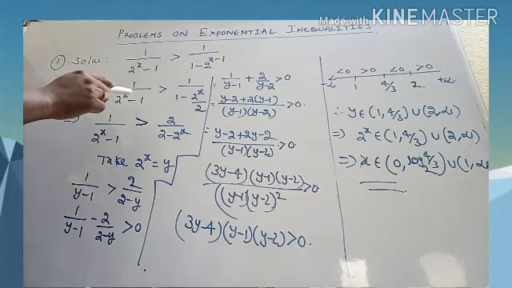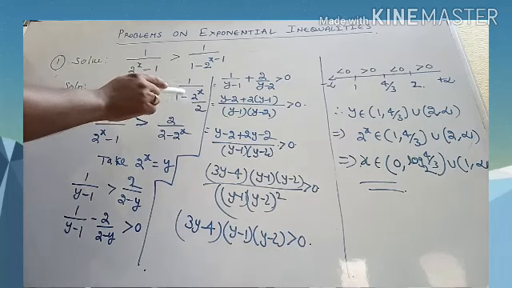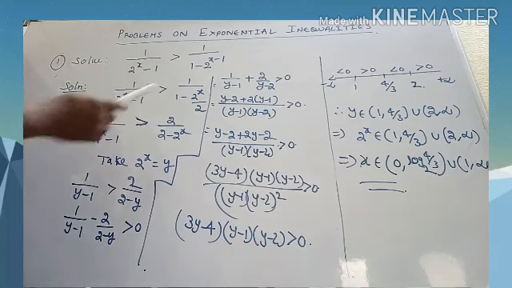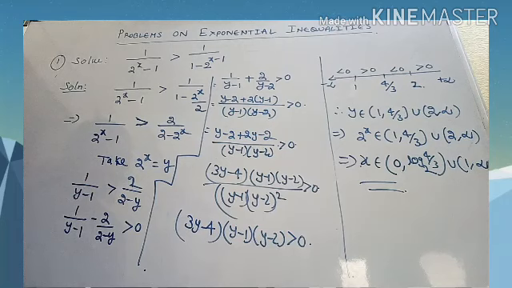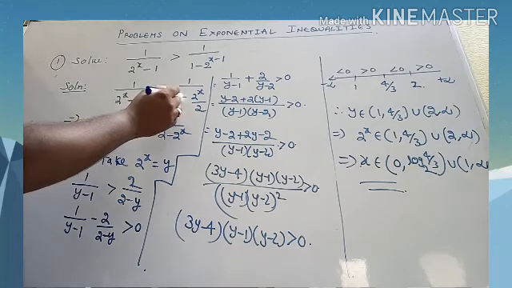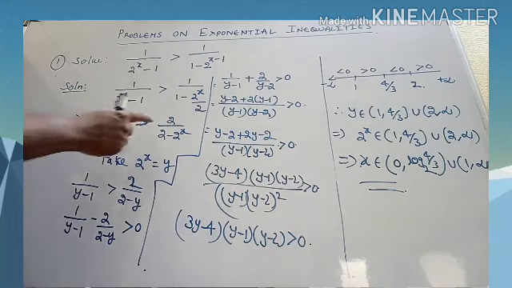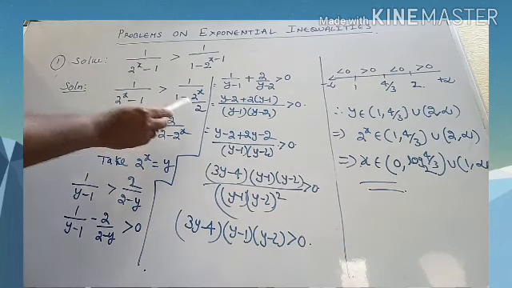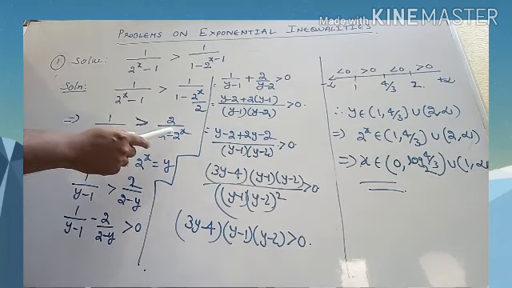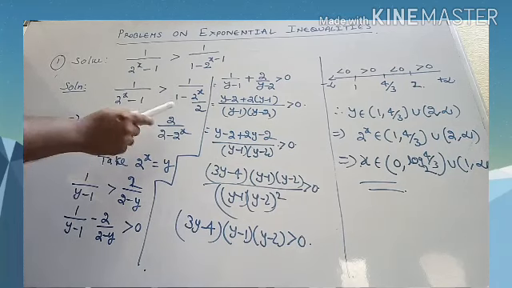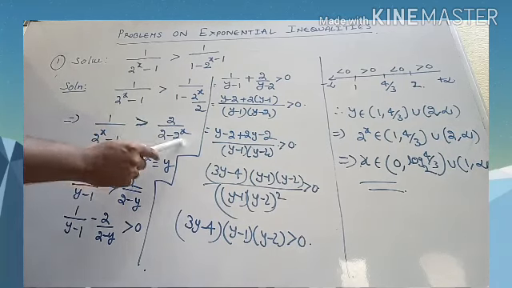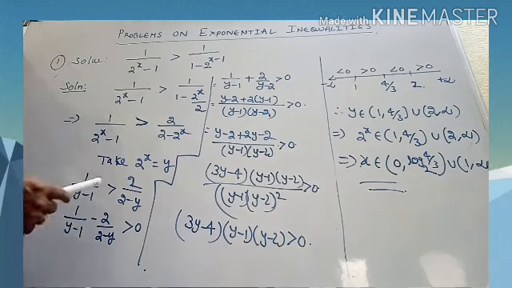1 by 2 power x minus 1 greater than 1 by 1 minus 2 power x by 2. This 2 power x minus 1 we can write as 1 by 1 minus 2 power x by 2. If you take the LCM here, the 2 goes to the numerator: 2 by 2 minus 2 power x.